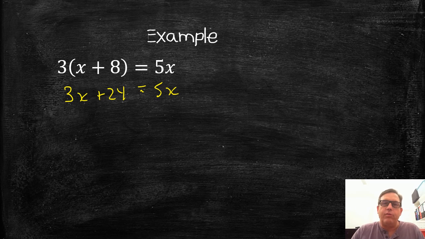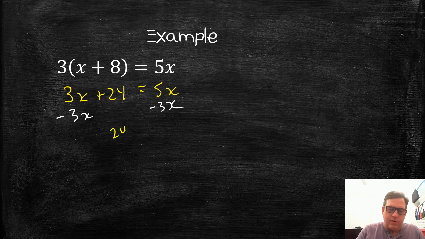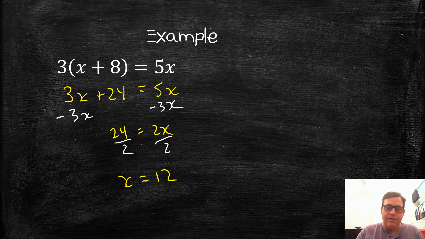Now this looks like what we were doing before. We have x's on both sides. We need to get them together. Which one do we move? That's right, the smaller one. So I'm going to take away 3x from both sides, and I'm going to have 24 equals 2x. And our last step is going to be to divide by 2. So x equals 12.